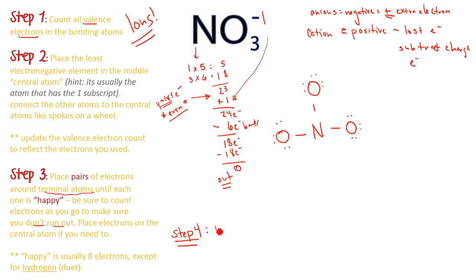Step 4 says if you run out of electrons, then an electron-rich element or atom must share with the electron poor.